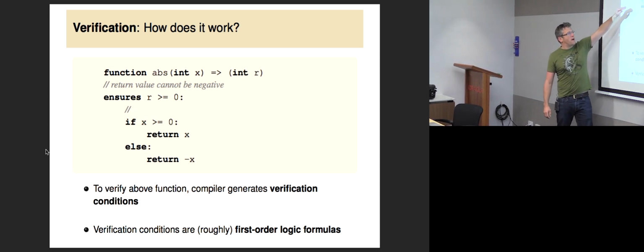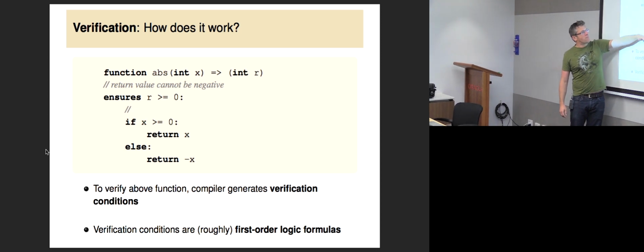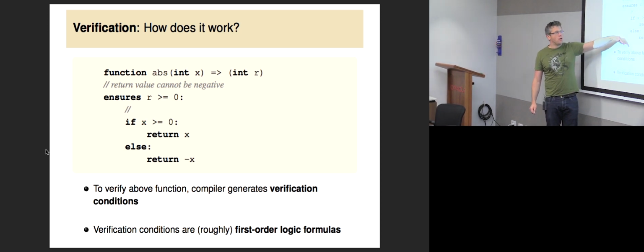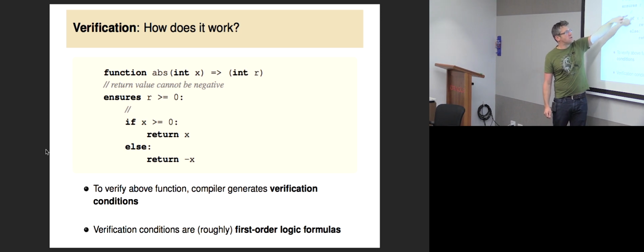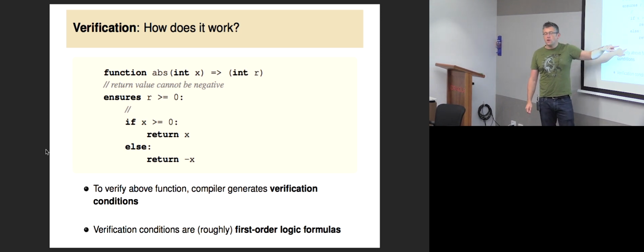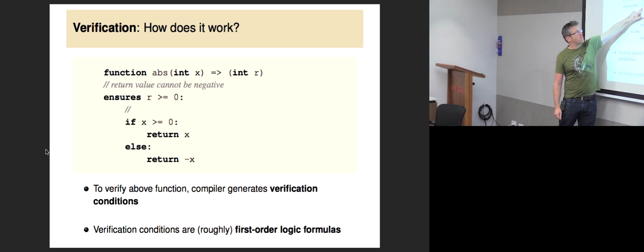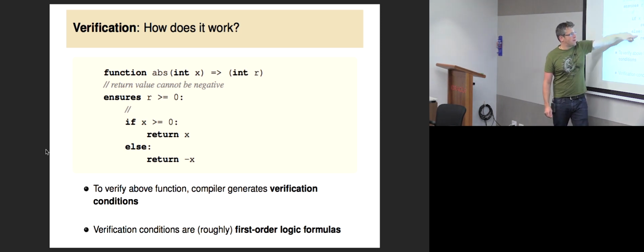The key thing about it is basically it's going to go through the program and generate these verification conditions. Those are the things that need to be shown to be true in order for the program to verify. It does a path-sensitive traversal of the control flow graph in order to extract the verification conditions. In this case, this is the absolute function. I've just got this postcondition r is greater than or equal to zero, and it will go down into this branch, and into this branch.